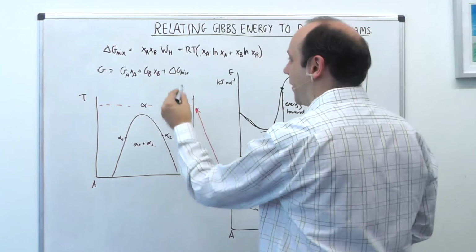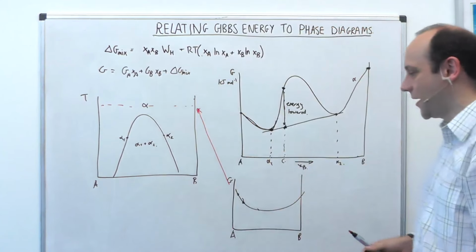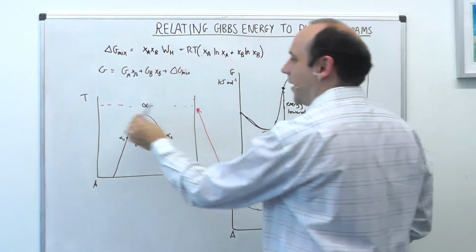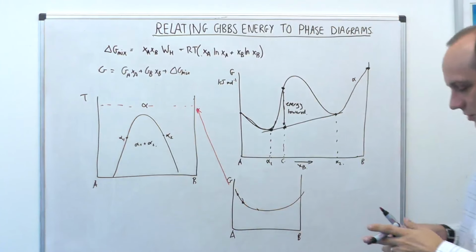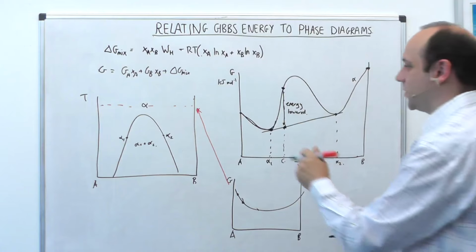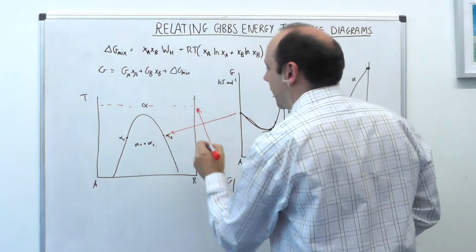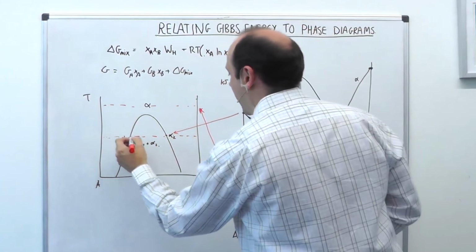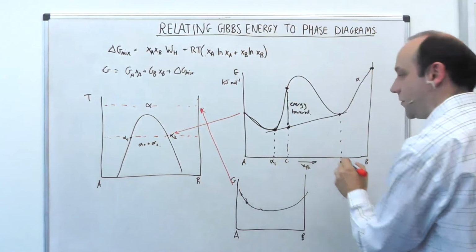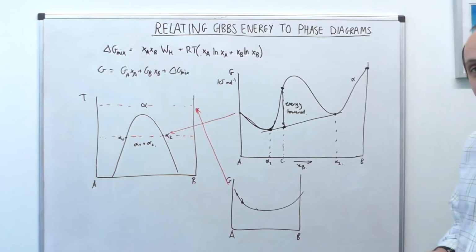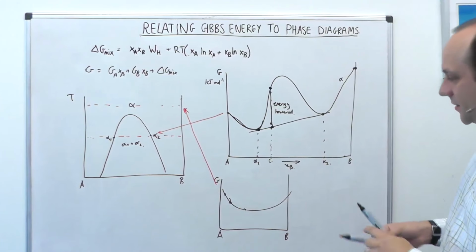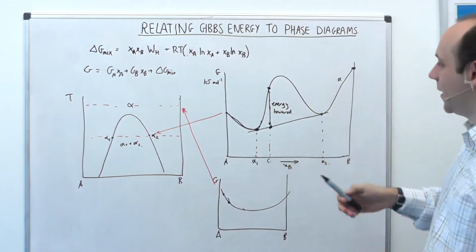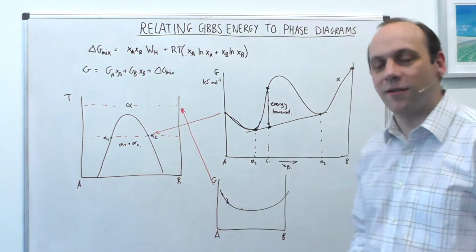And so at high temperatures, when this entropy term dominates, you'll have a Gibbs energy curve like that, and you'll have no phase separation. Whereas at lower temperatures, you'll be down at this situation, across here, and those two compositions are those two compositions, and you'll get a phase separation. And that's how you relate the Gibbs energy curves to the phase diagram you see.